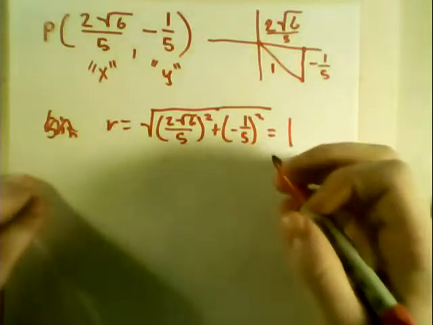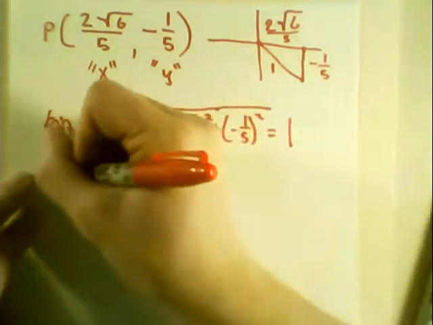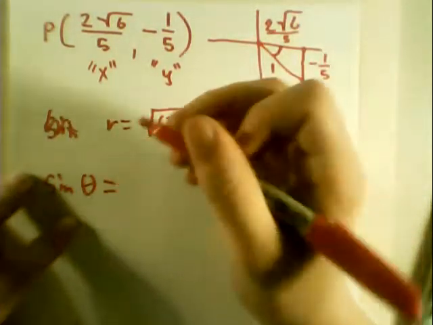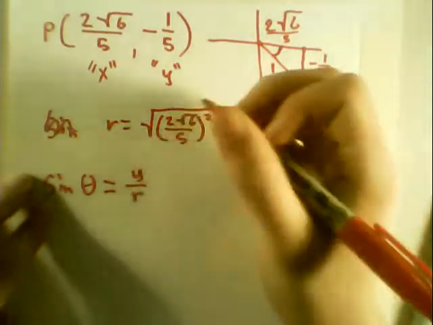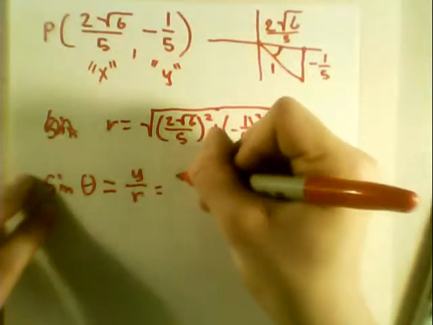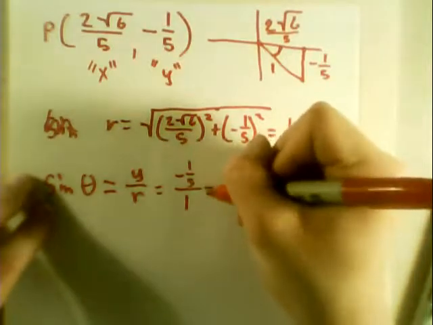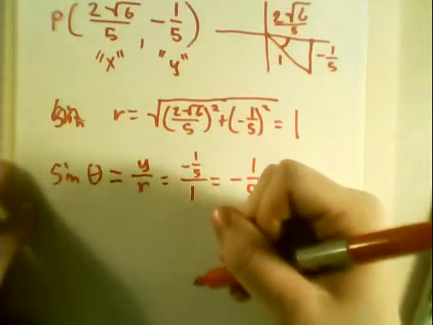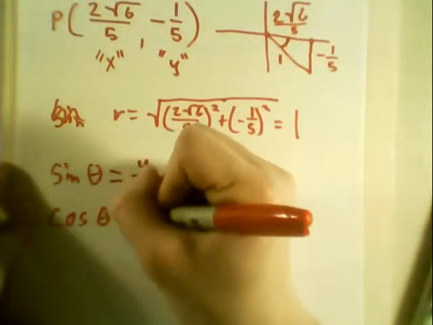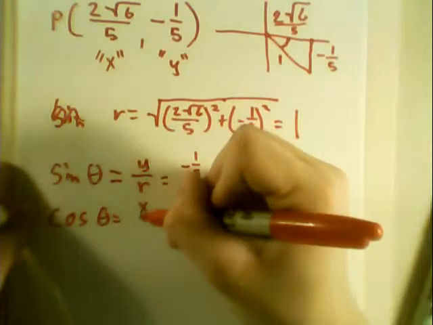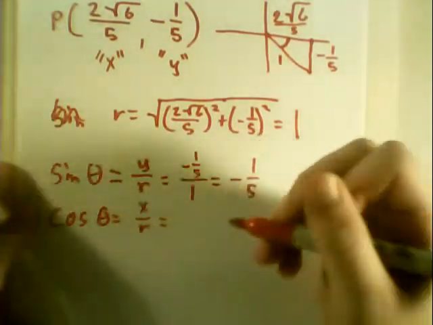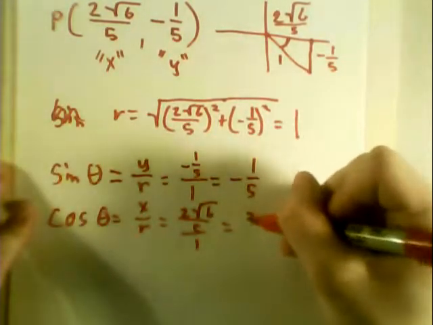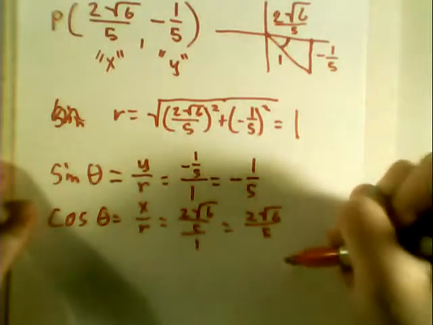Okay, so now that we know our r, our x, and our y, let's find sine of theta, which is this angle. So sine is always y over r. Our y is negative 1/5, and our r is 1. So that's negative 1/5 over 1. So our answer is negative 1/5. Now if we do cos of theta, it is x over r, which is our x, 2 square root 6 over 5, and that's over 1. So our answer is 2 square root 6 over 5.